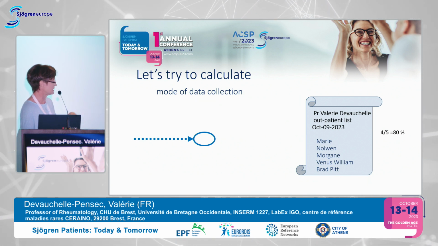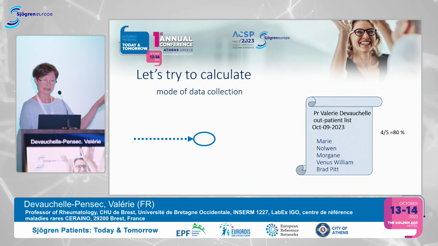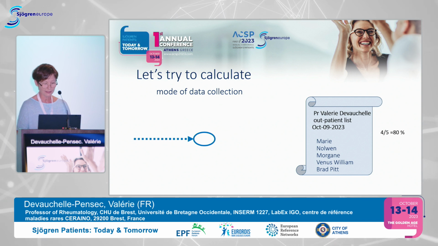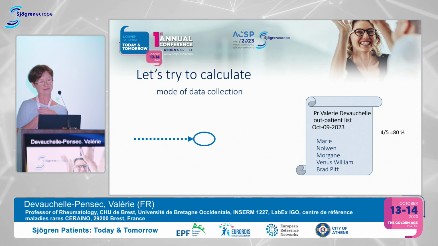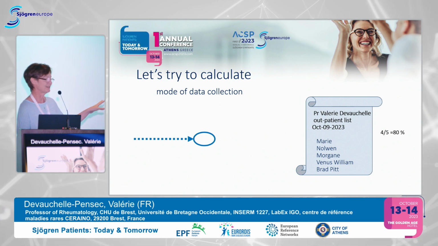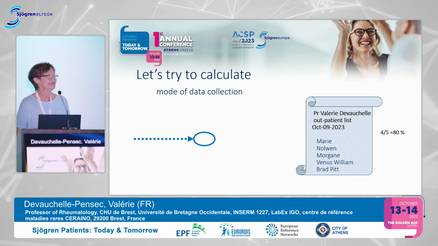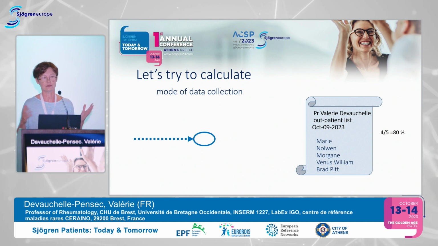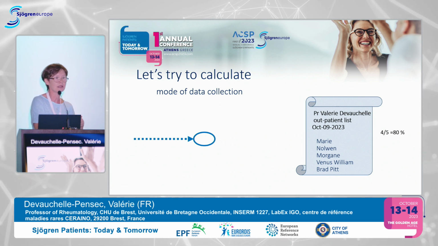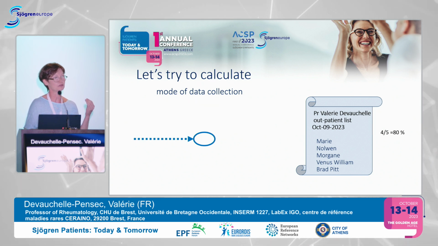So here is my outpatient list. So I have Marie, you know, Nolwenn, you know her too, Morgan, you know her, she was at the party, and Venus William, because I'm a very famous doctor for Sjögren. And I'm also a very famous woman, so Brad Pitt comes also to my consultation. However, if you calculate, you see that I don't work a lot, but I see many, many Sjögren patients. So if you do that, you will make a mistake. You are going to calculate in a specific place where Sjögren patients are coming, because we have a center of reference. So it's also not very good to count like that.